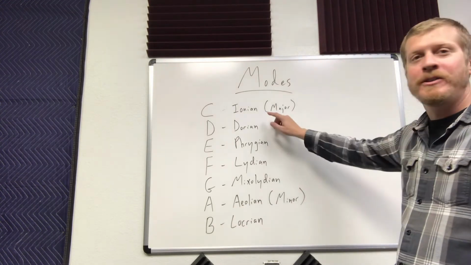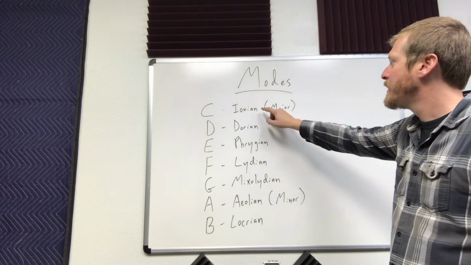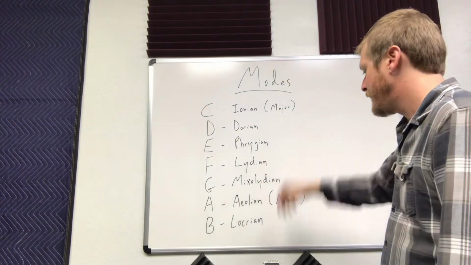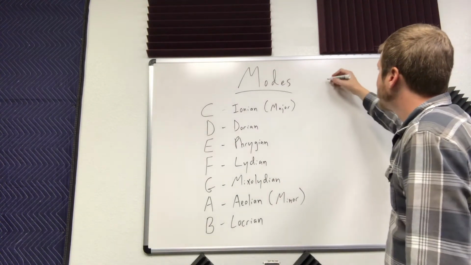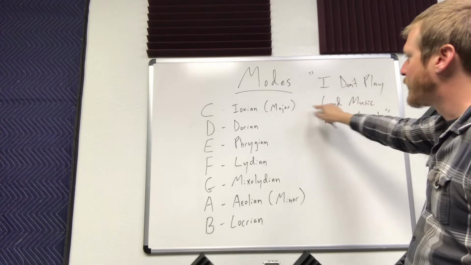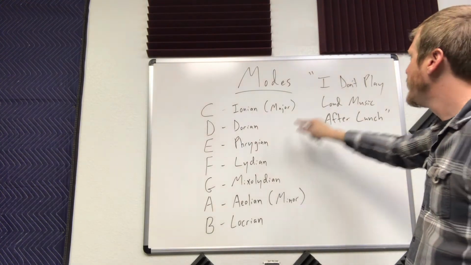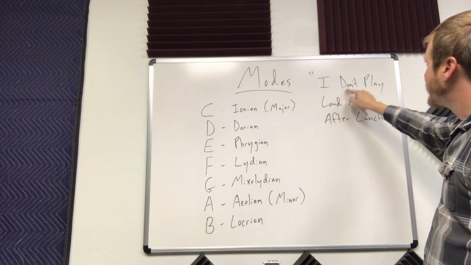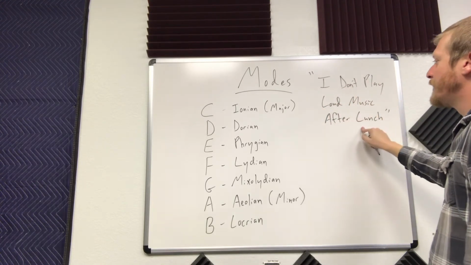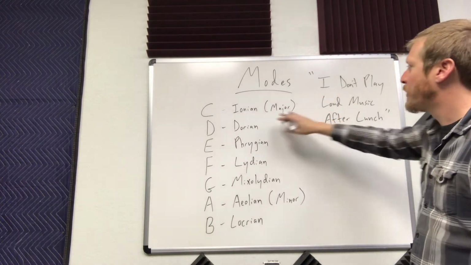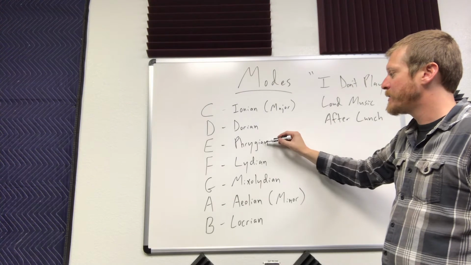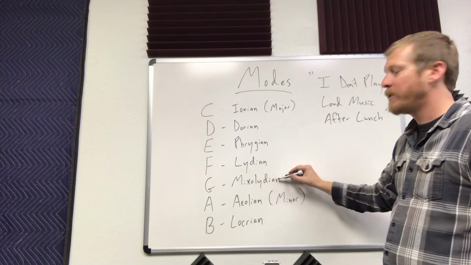Now there's an easy phrase you can use to remember the order of these modes. For I, D, P, L, M, A, L, basically what I've learned is I don't play loud music after lunch. You just have to remember that this L refers to Lydian, so loud is Lydian. Basically, Ionian, Dorian, Phrygian, Lydian, Mixolydian, Aeolian, and Locrian. So whatever works best for you to remember the order of these modes, but you want to understand that the Phrygian is the third mode of a major scale, Mixolydian is the fifth mode, etc.